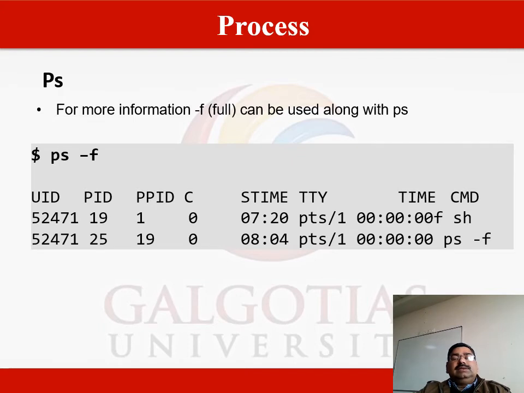So this sh is the parent shell. As you can view, this PPID is 1. The process ID of sh is 19, and the process ID of ps -f is 25. This is the CPU time, this is the start time, this is the terminal type, this is the time, and this is the command. So you can view more attributes with ps -f under a user.